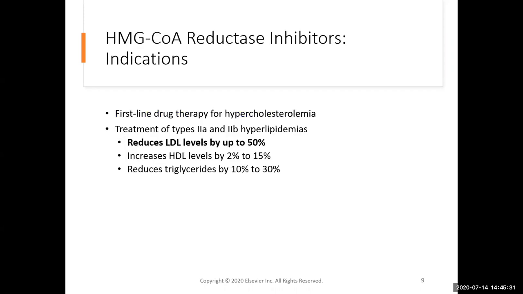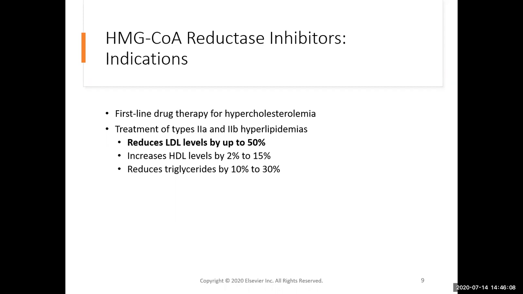So what are the indications for these statin drugs? First-line therapy for hypercholesterolemia, but as an adjunct to diet and exercise changes. There are different classifications of hyperlipidemias. I'm not going into that right now, but you can see giving statins can reduce LDL levels by up to 50%, which is really good. For that person who has an LDL over 300, we can get them down to hopefully a goal of below 200. They help increase HDL a little bit, but really getting out and walking is going to be the biggest change there.